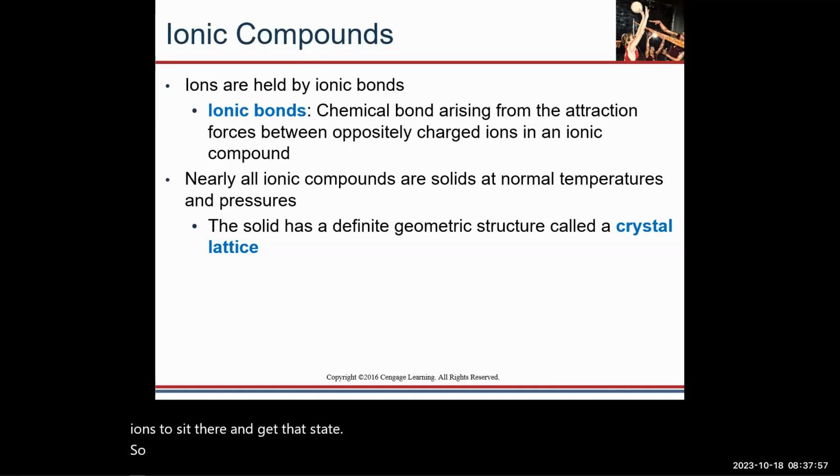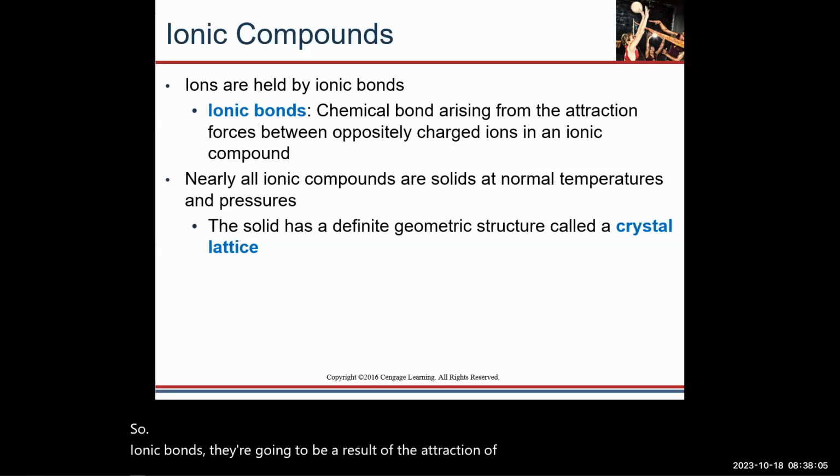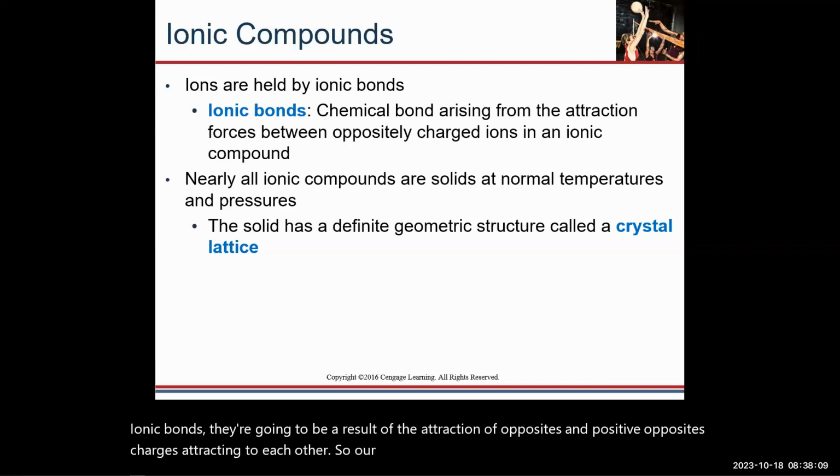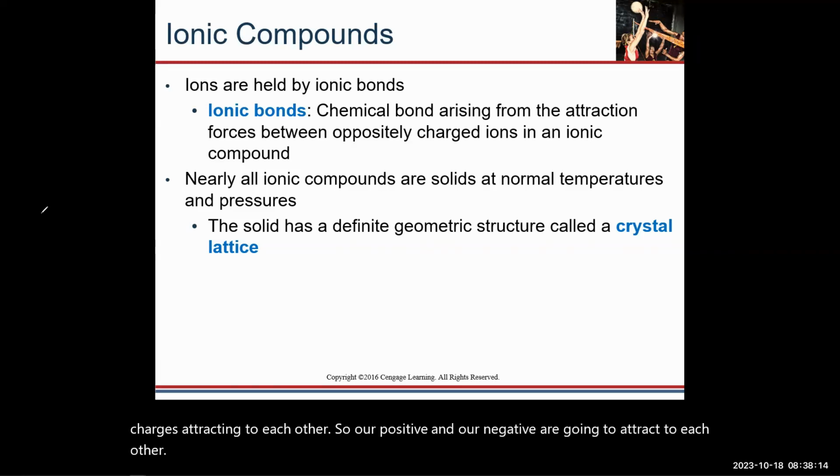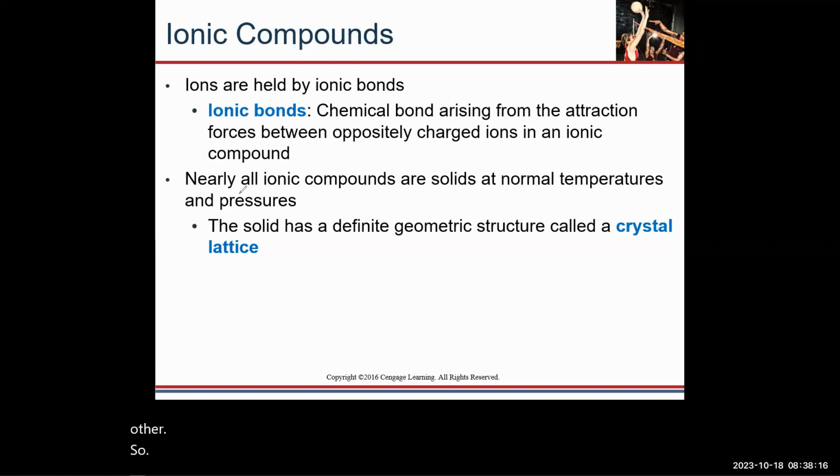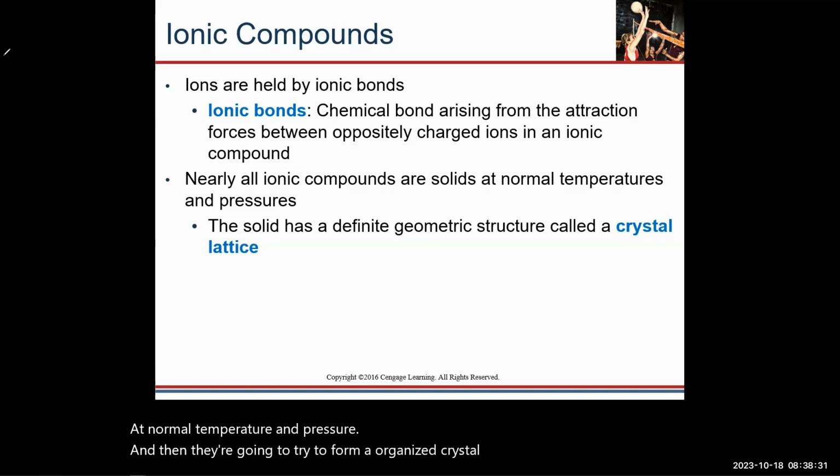So ionic bonds are going to be a result of the attraction of opposite charges, positive and negative attracting to each other. Nearly all ionic compounds are going to be solids at normal temperature and pressure. And they're going to try to form an organized crystal lattice. I'll show you what that means later.